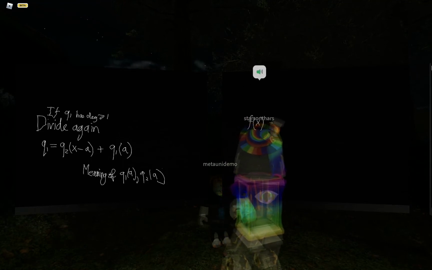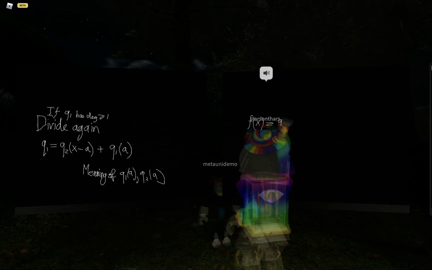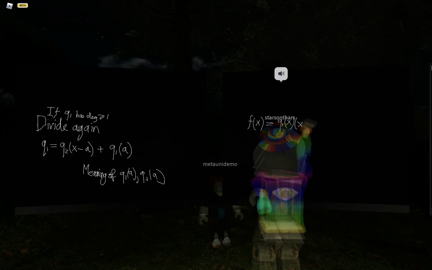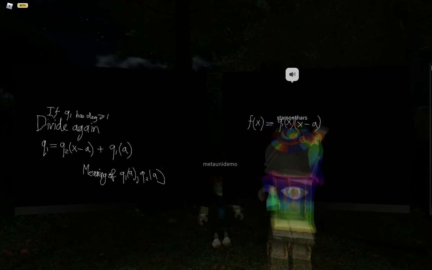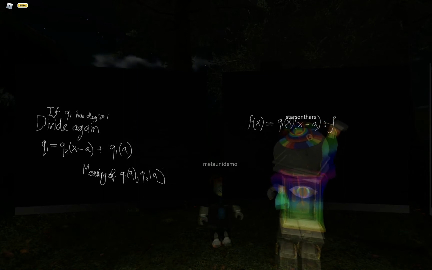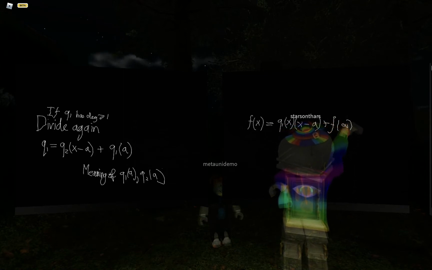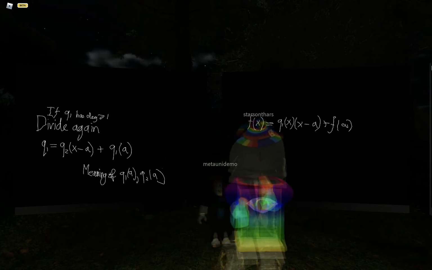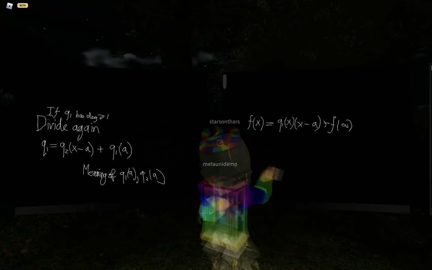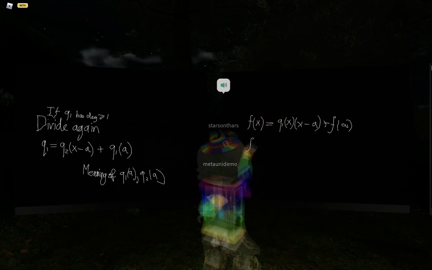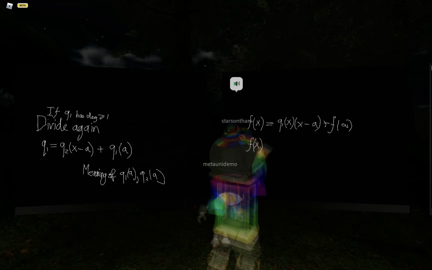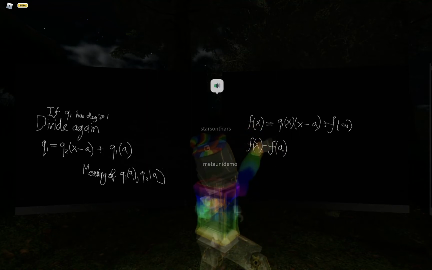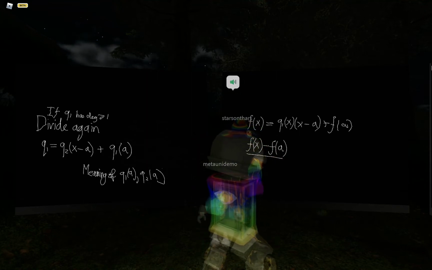The formula for Q1 says F is equal to Q1, a polynomial in X, times X minus A, plus FA. Let me subtract the FA over to the left-hand side. So that's FX minus FA, and then I've got X minus A on the right-hand side. So let me divide that through.